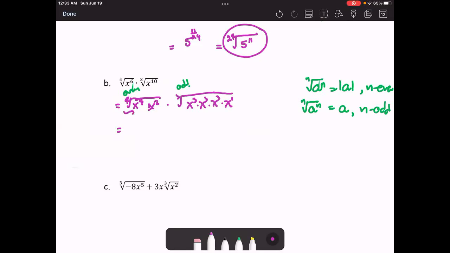So we got that absolute value of x times the fourth root of x to the second. And then for each x to the third, we take the cube root, it becomes just x. So x times x times x times x can be x to the third power times the cube root of x as a result.